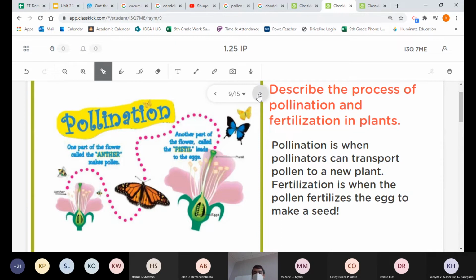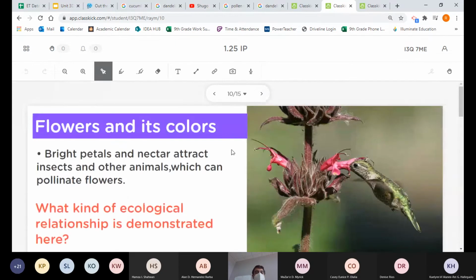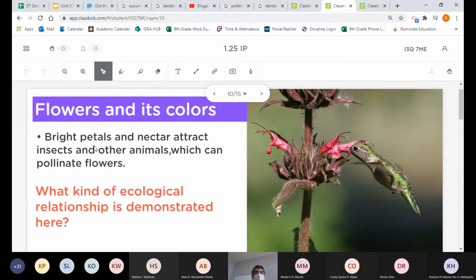Alrighty? Now, flowers and their colors. Can I get someone to read this little sentence right here for me underneath flowers?